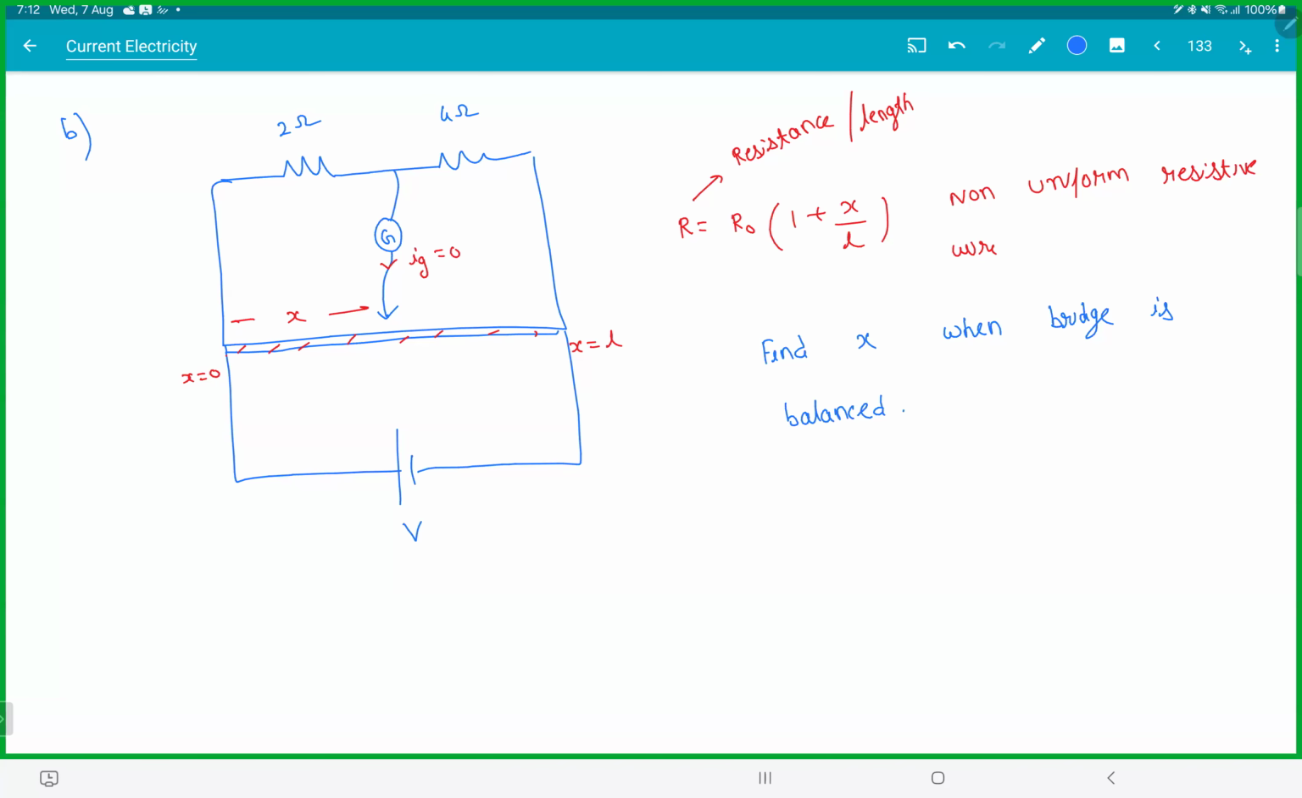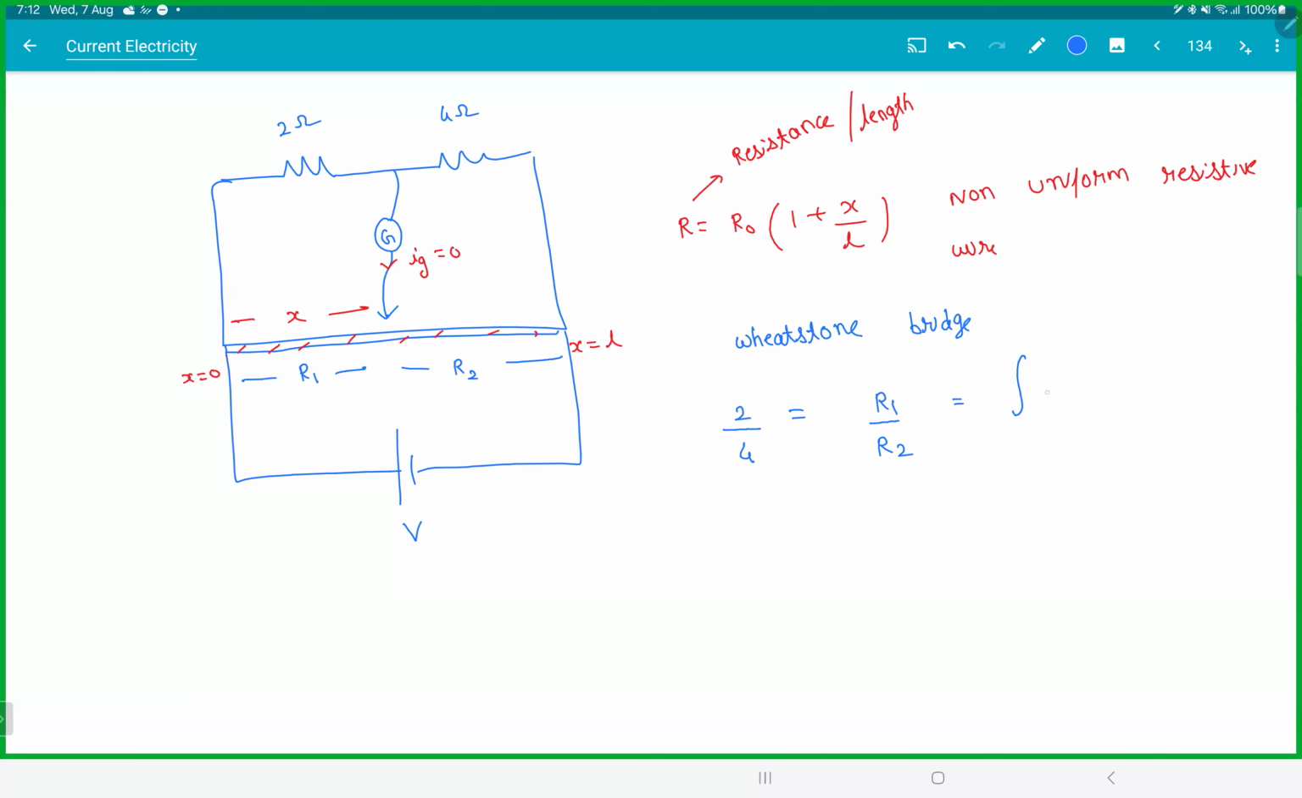Let's see. The idea here is, at the end of the day, it's a Wheatstone bridge. All that resistance and all is just to scare you. So basically, if I call this thing R1 and if I call this R2, since it's a Wheatstone bridge, we should get the ratio 2/4 must be in the ratio of R1/R2.